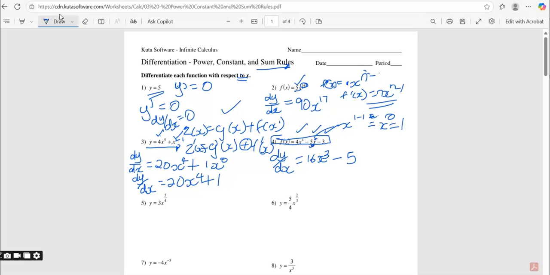Then your 1 you multiply it by this 5, which is 5, and then we said here minus anything, any derivative of a constant is 0. So your final answer is 16x^3 minus 5. This is your final answer.